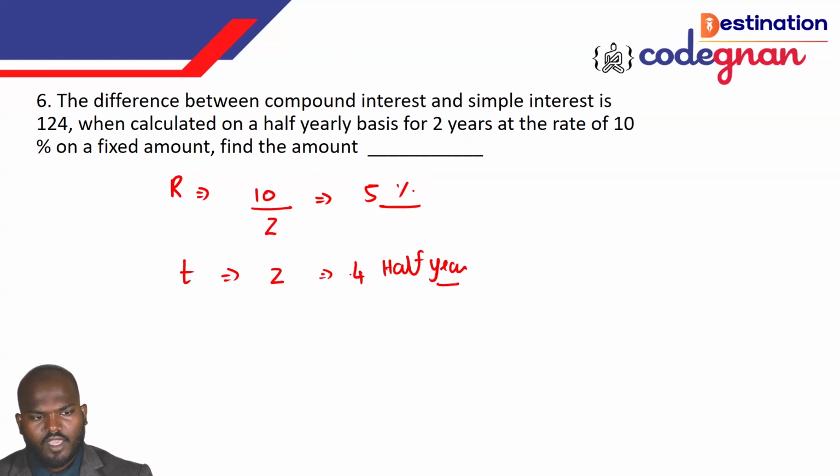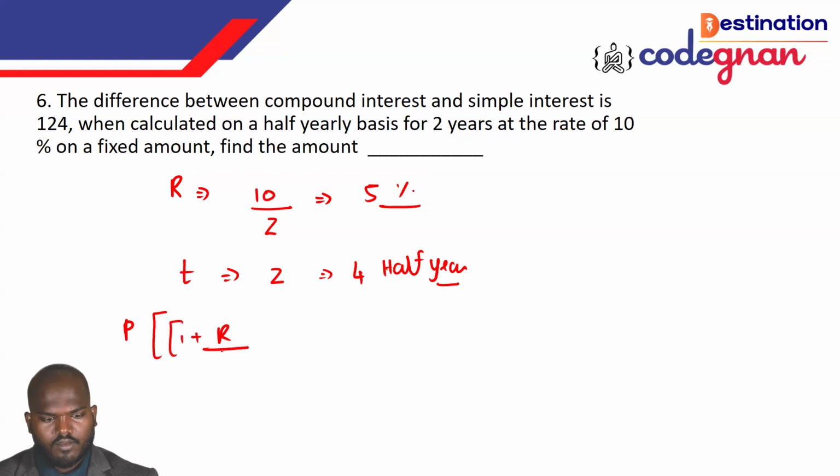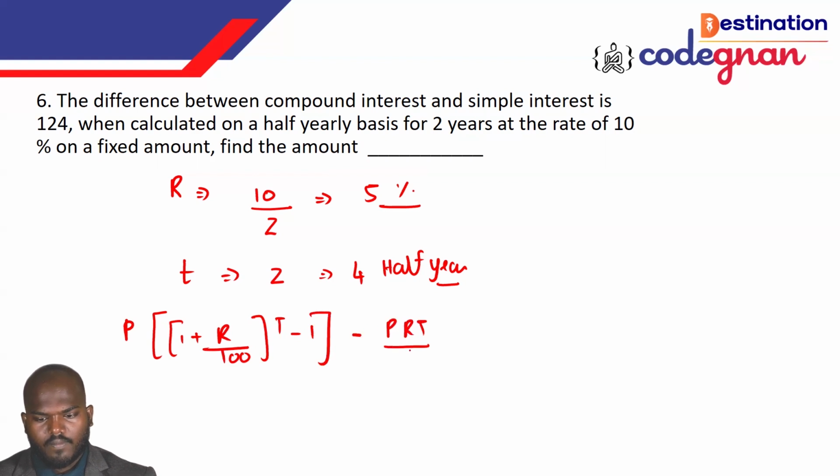So you see this one, they are giving the value, the difference between the amount for the 2 years they have given in this one. But how we are going to deal with this one is a very important matter. If you take it up, guys, that is P times (1 + R/100)^T minus 1, so minus PRT by 100. So the value they are giving here is equal to 124, we will say here.